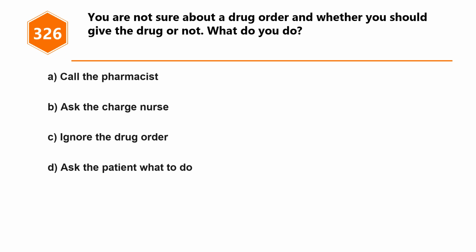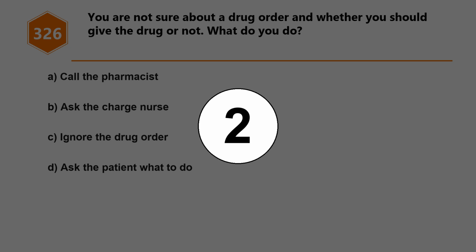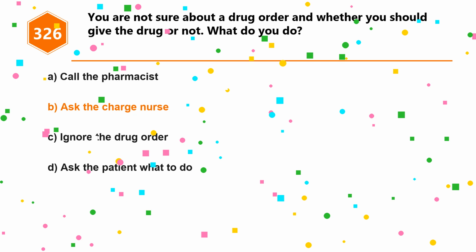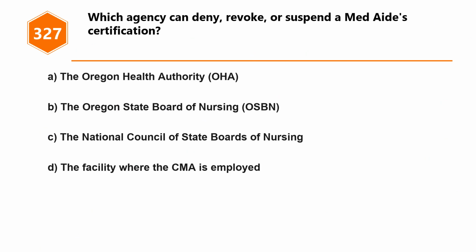Question 326. You are not sure about a drug order and whether you should give the drug or not. What do you do? Option A, call the pharmacist. Option B, ask the charge nurse. Option C, ignore the drug order. Option D, ask the patient what to do. The correct answer is option B. Ask the charge nurse.